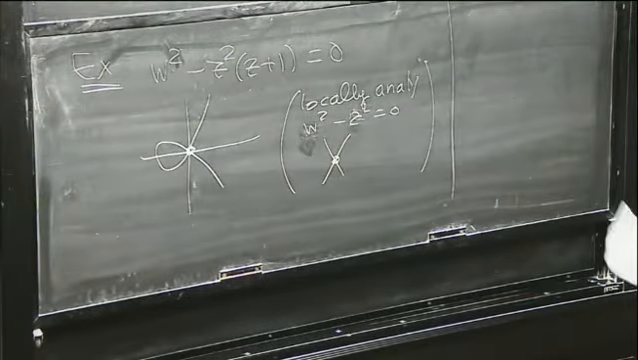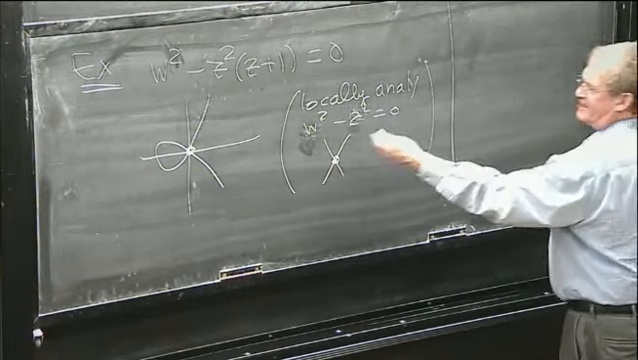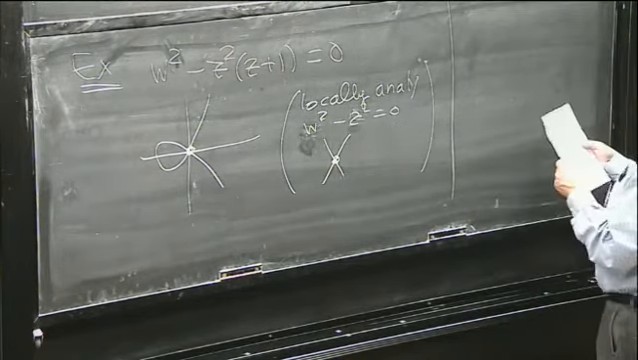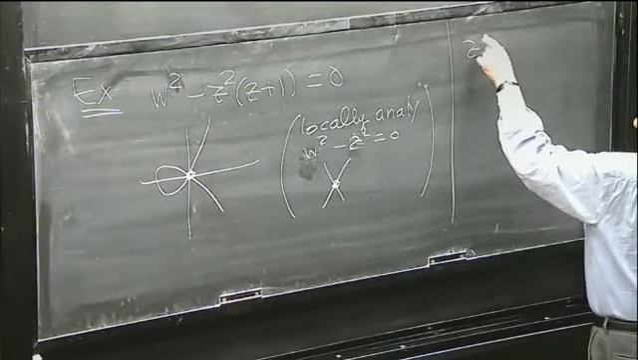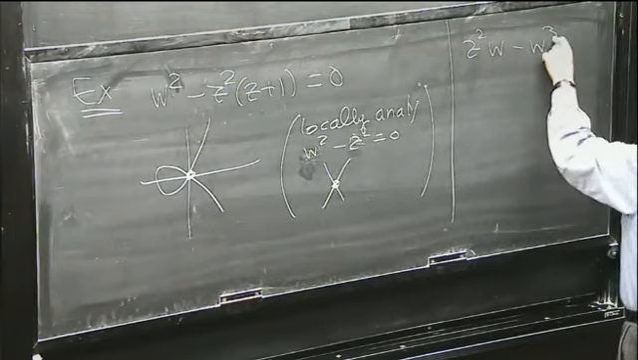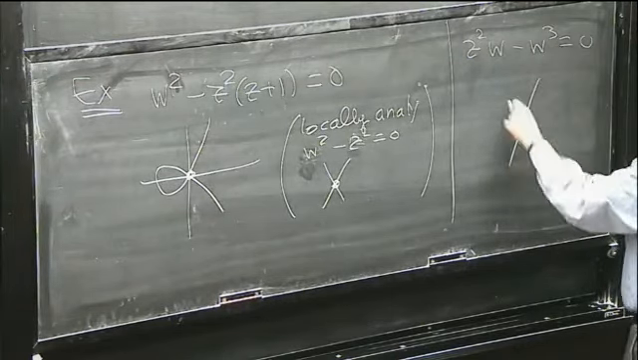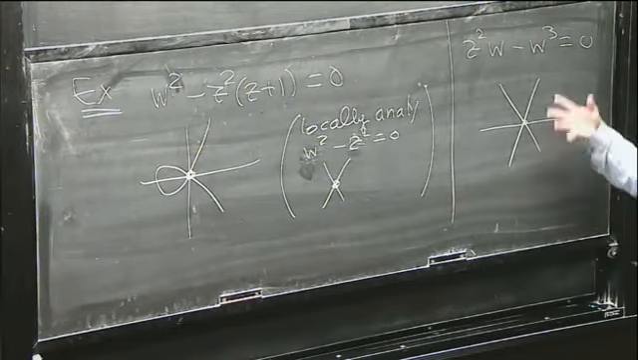Or we could put in, let's see, do I need a new board here? We could just put in another branch. So we could take, let's see if I've got my equations right, z squared w minus w cubed equals 0. And then that's just 3 lines.